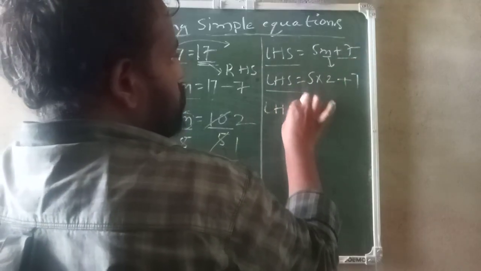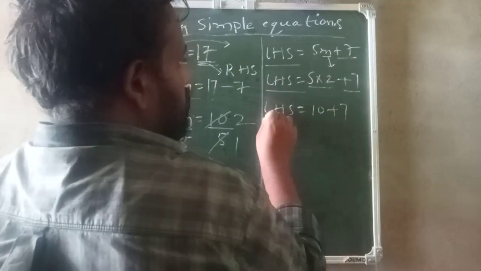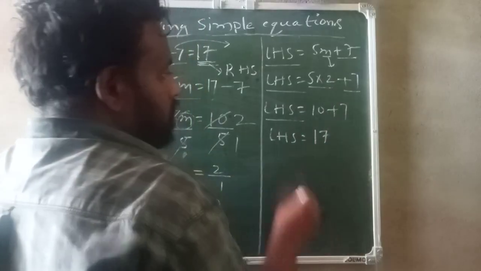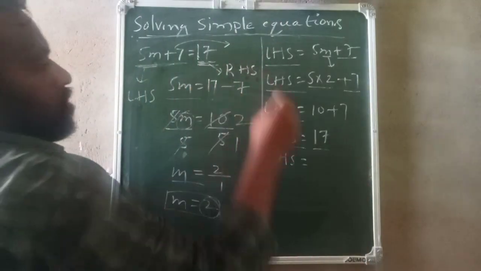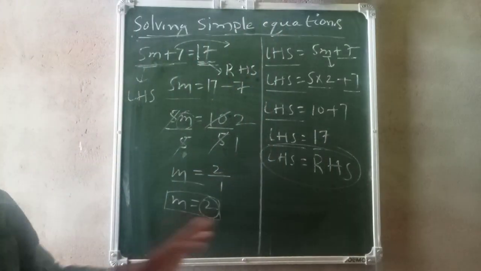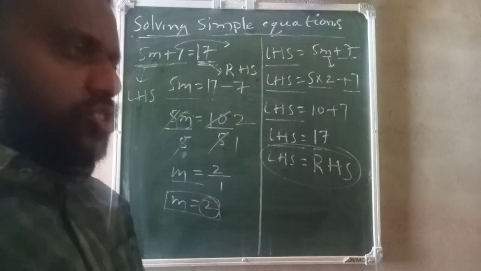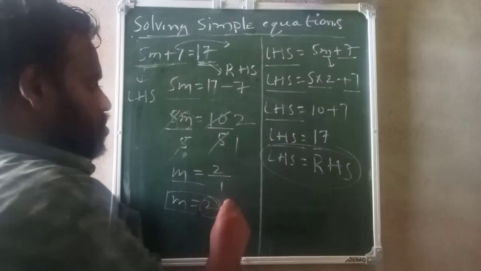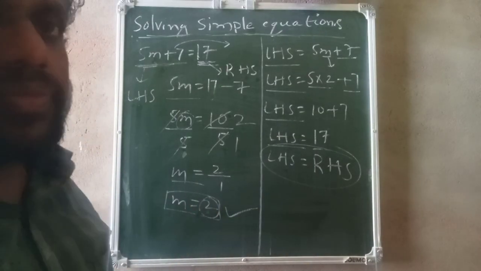Next step, write LHS is equal to 5 into 2. 5 twos are 10, plus 7 as it is. Next step, LHS is equal to 10 plus 7 is 17. So write LHS is equal to 17. 17 means RHS, so in place of 17, I will write RHS. So we got LHS is equal to RHS. When we get LHS is equal to RHS, we can say this answer is correct. M is equal to 2 is the right answer.